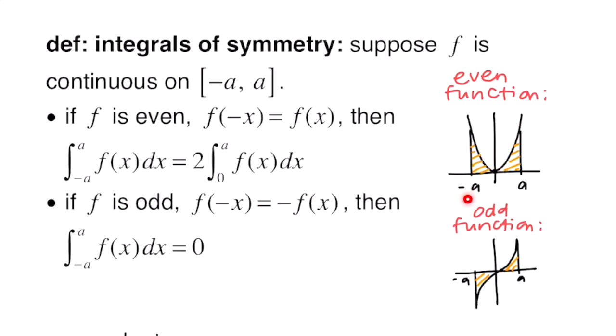So integrating from -a all the way to +a, you can see that these areas are the same. That would be the same as only integrating from 0 to a and then timesing it by 2. So that's what this is stating right here. If your function is odd, and again it has the property that f of -x is equal to -f of x, then when you integrate from -a to a of f of x dx, you just get 0.